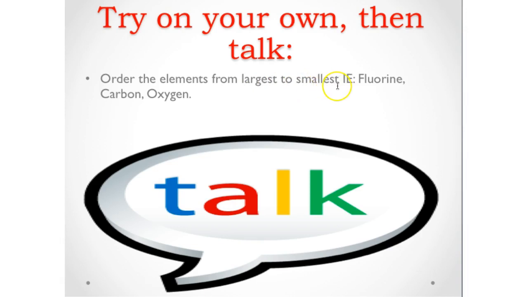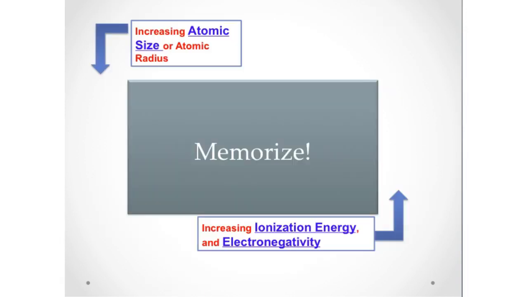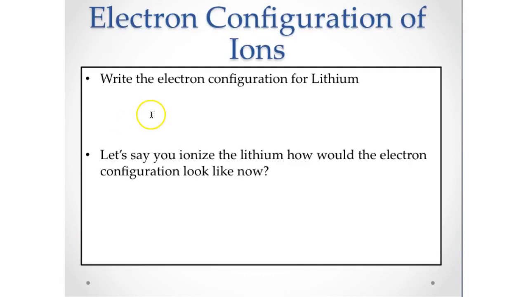Rank these from largest to smallest. Okay, hold on. Okay, so carbon should be the smallest. No, the largest. Carbon should be the largest. Then oxygen, and then fluorine should be the smallest because it's found all the way to the right. So make sure you memorize that trend that I asked you to memorize at the very beginning of lesson 2.1. Okay? Alright, now going back, I want to go back to electron configurations.